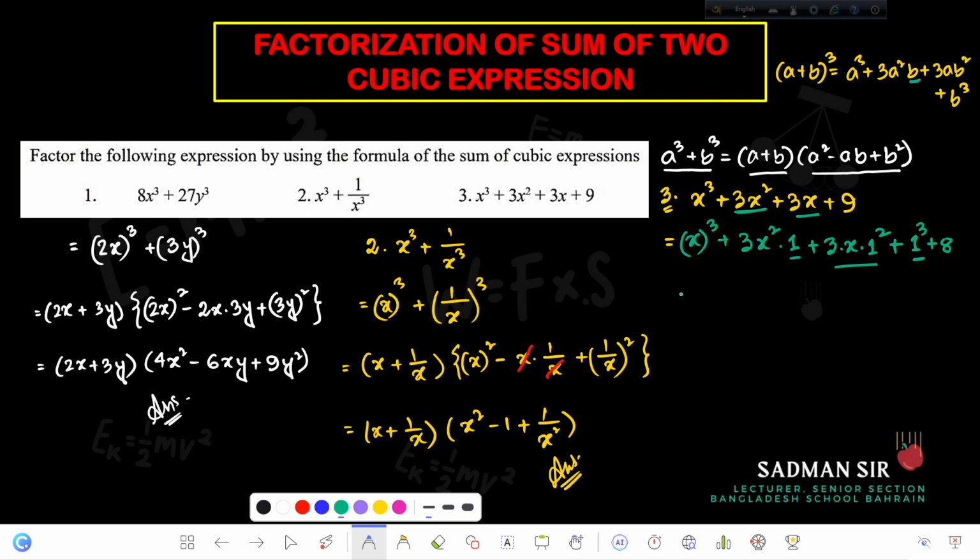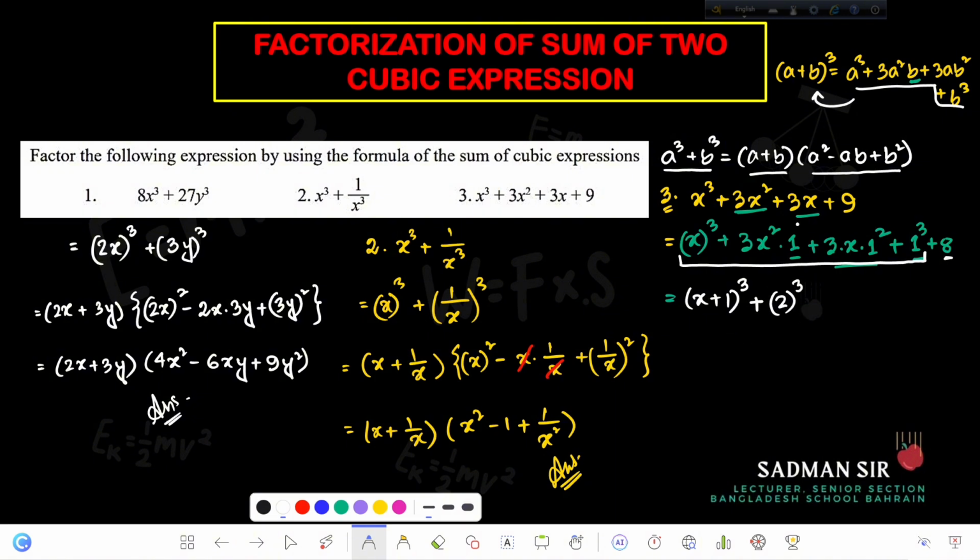Remember, we have to do this balancing. If this constant term was 1, then it would match and we would not have to add anything, but as it's not matching, we have to balance it. Now the first part, this part is in this shape, right? So we can write this one equal to a plus b whole cube. So a is x and b is 1. So a plus b whole cube means x plus 1 whole cube, plus now 8. This 8 can be written as 2 cube, right?